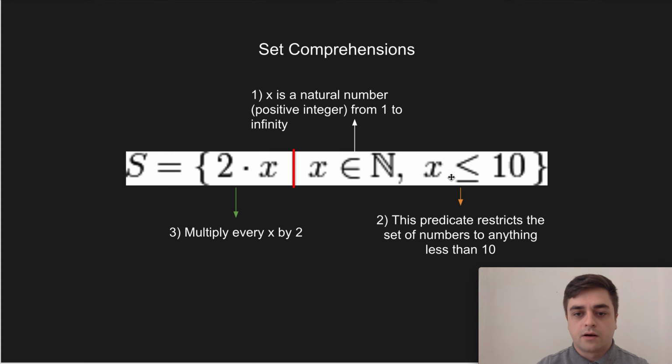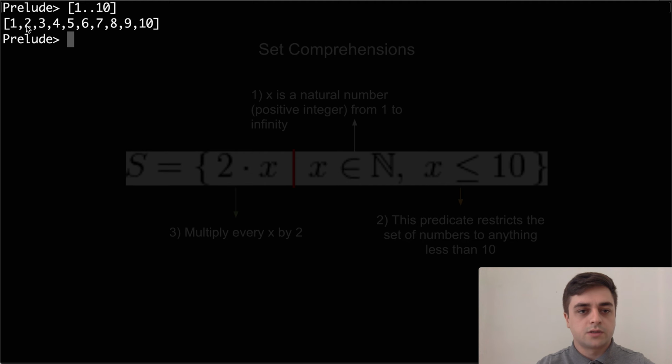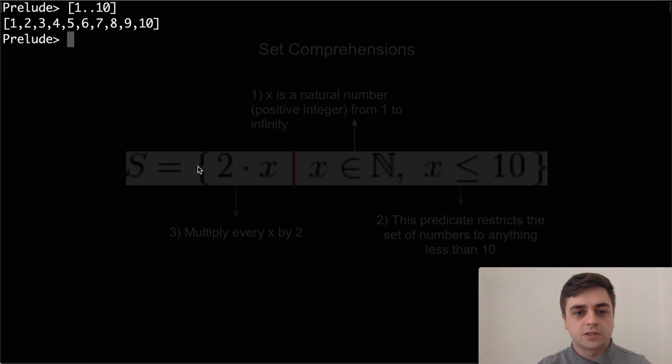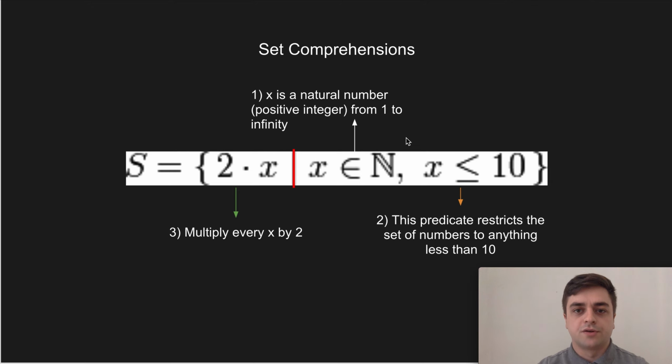And then what we want to do for every value of x in that list, so 1, 2, 3, for every single value, we go over to the left side of this bar here and we multiply them all by 2. So we're saying we take this number 1, multiply it by 2 and get 2, multiply the second one by 2, and we get 4, then 6, 8, etc. So that's set comprehensions. That's quite easy to understand, and I think it's even nicer to understand in Haskell.